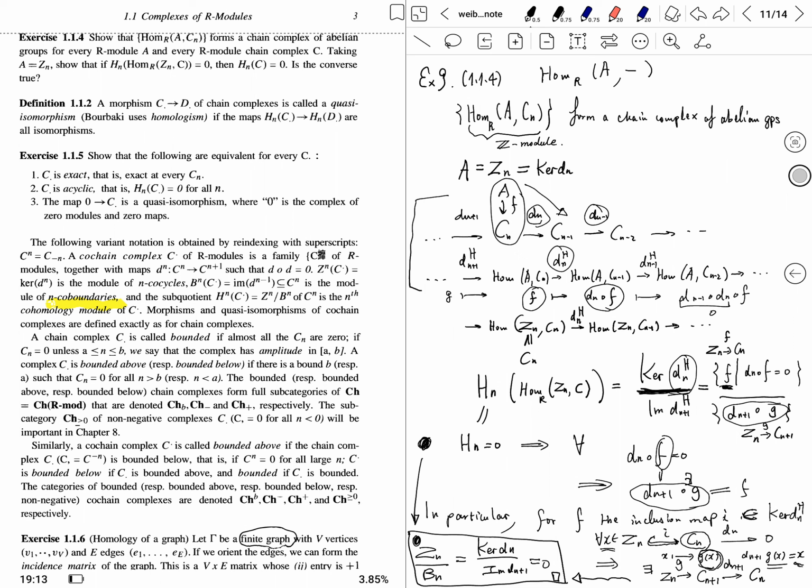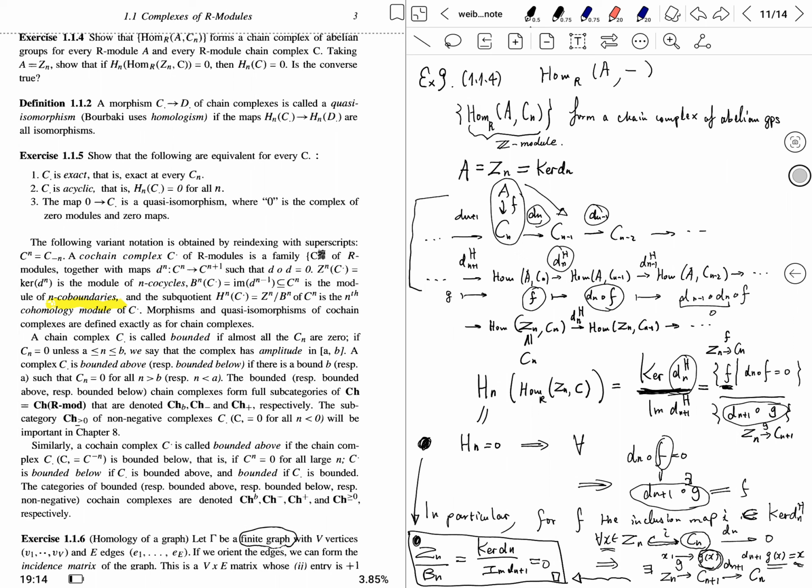Okay, so the second question, the last question, is the converse true? Honestly, I'm kind of confused about why this question is asked, not confused about why it is asked, but confused about what phenomenon it wants to say. We would guess it's not true, and so give a counterexample.